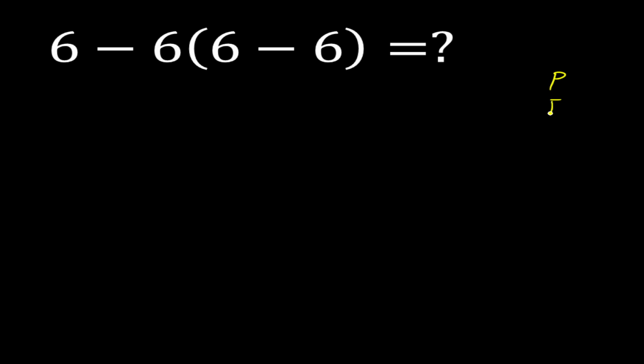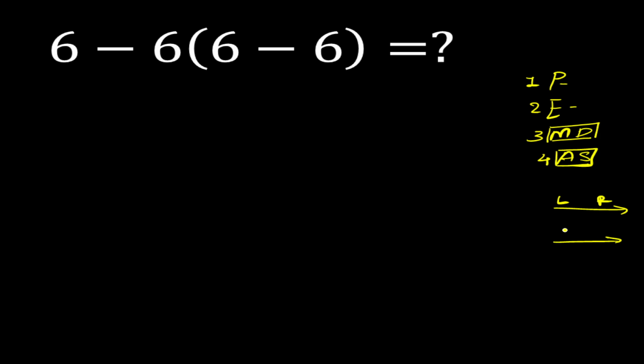PEMDAS, P-E-M-D-A-S. According to PEMDAS, first priority is parenthesis, second priority is exponents, third priority is multiplication and division. Here multiplication and division both have equal priority, so we have to solve it from left to right. And fourth and last priority is addition and subtraction. Also addition and subtraction both have equal priority, so we have to solve it from left to right.